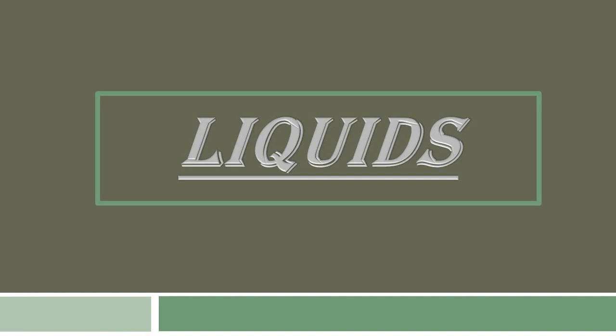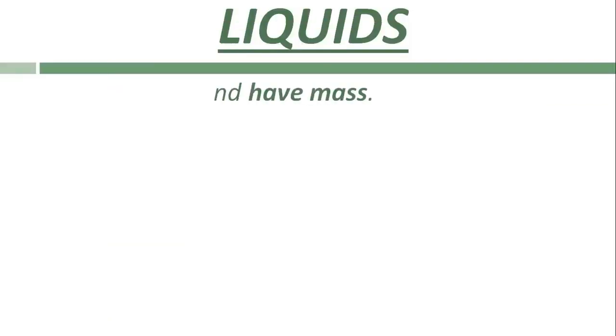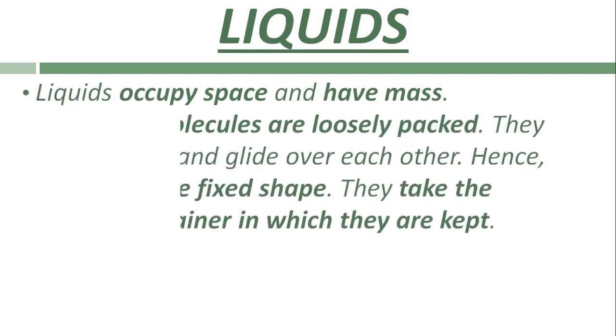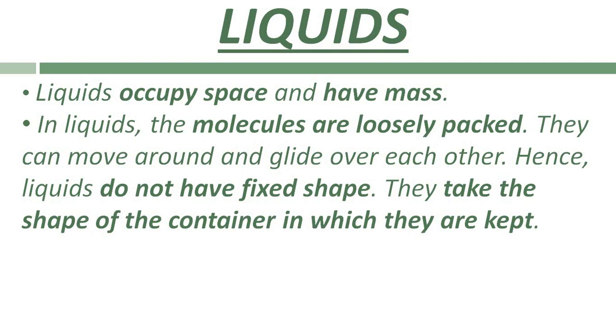Another state of matter is liquid. The properties of liquids are, liquids also occupy space and have mass. In liquids, molecules are loosely packed, which means there is some space between the molecules of liquids. Thus, molecules can move around and glide over each other in the space present to them. Hence, liquids do not have a fixed shape. They take the shape of the container in which they are kept.